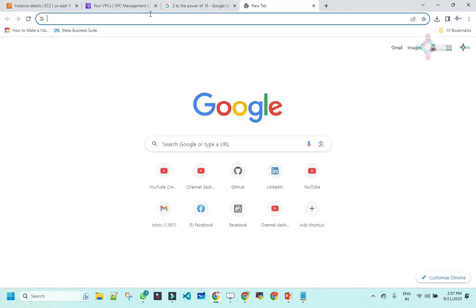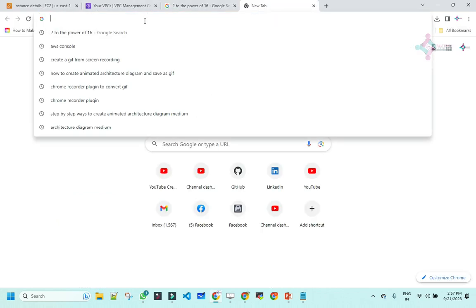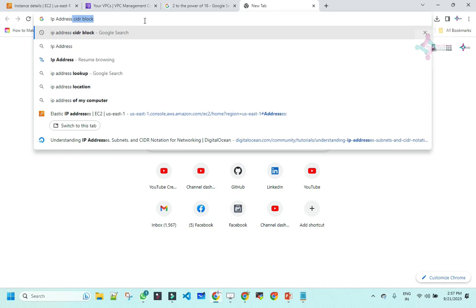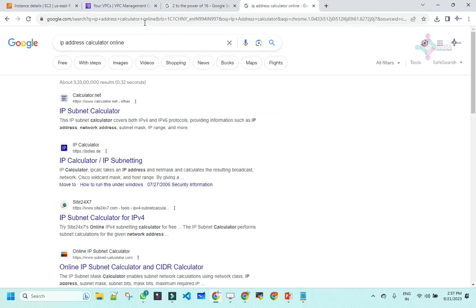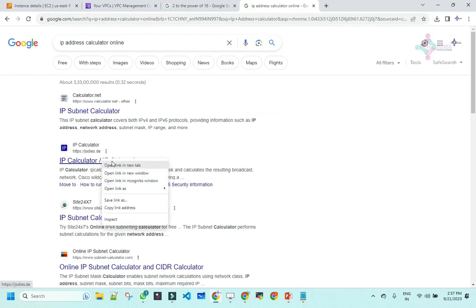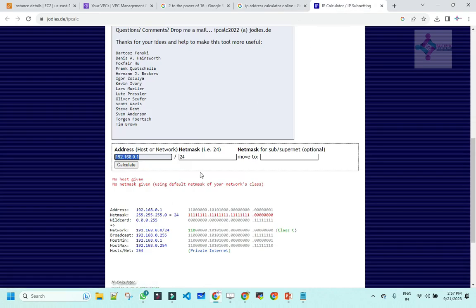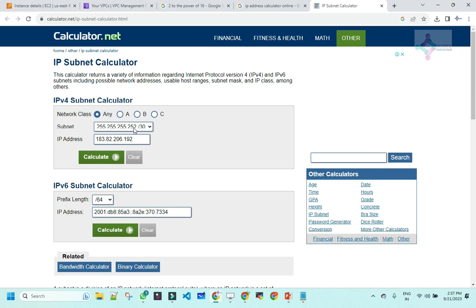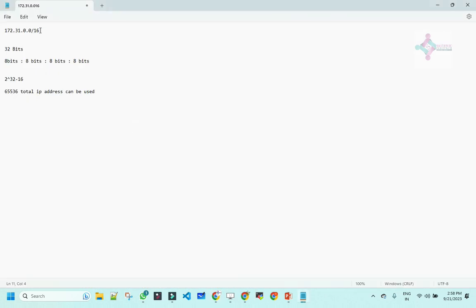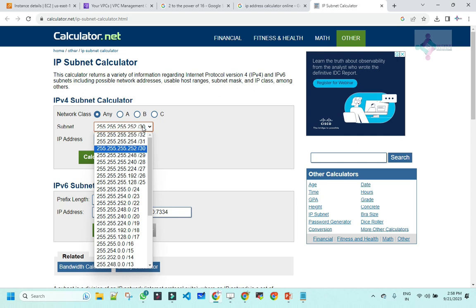Let me search for an IP address calculator online. Let me take this one. Okay, so my IP address is this one. Let's double check what we learned so far.